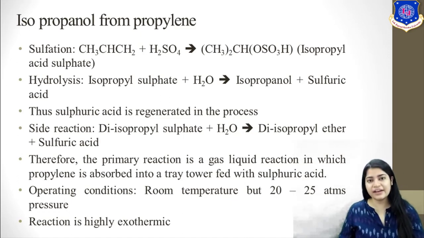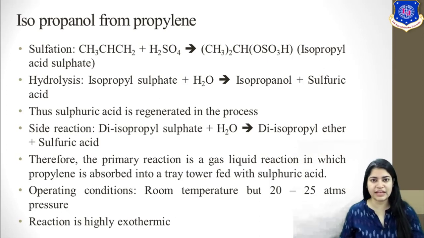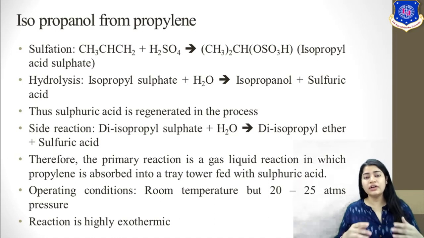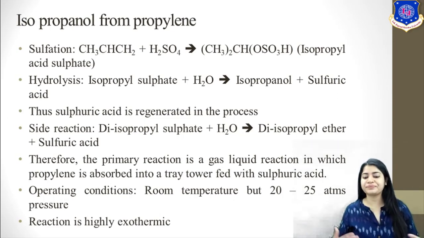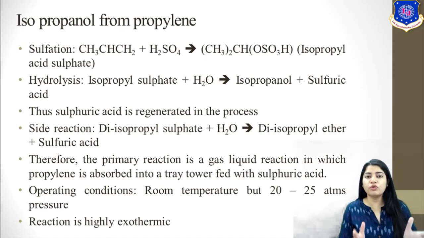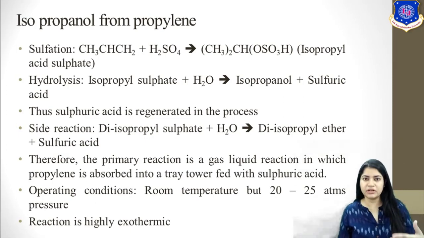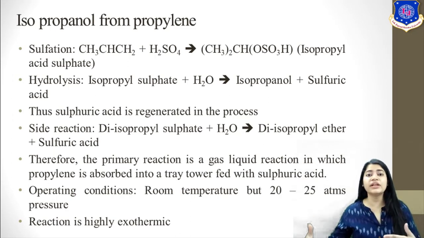Now the side reaction which occurs is diisopropyl sulfate plus H2O, which gives you diisopropyl ether plus sulfuric acid. Here you can see that along with isopropyl sulfate, diisopropyl sulfate is also obtained, and in the second step, that is hydrolysis, you are obtaining your ether also. The condition for the side reaction to occur is when the stoichiometry of the reactants is not appropriate. If one reactant is used in limiting quantity, this will also result in a second pathway of reaction, and hence you get your side reactions.